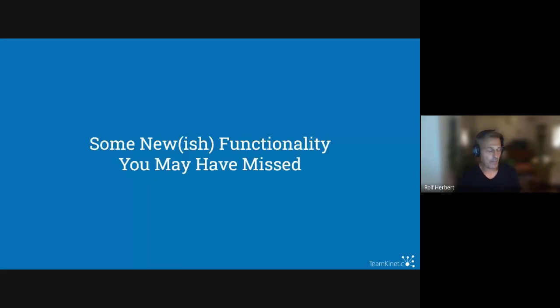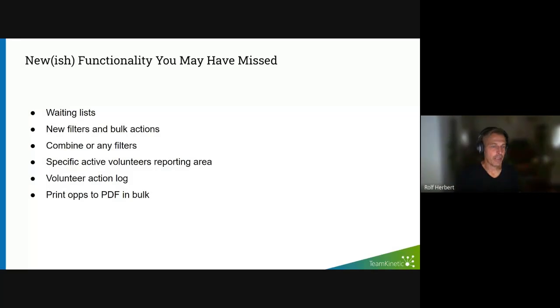So the next stuff I want to talk about was some of the functionality that's fairly new that we've noticed has either slipped under the radar, people haven't been using it that much, or it gets just hidden away. So this is stuff that's available already. The things we're going to talk about are the waiting lists, some of the new filters and bulk actions, which you won't see if you didn't know they were there sometimes because they're hidden menus.